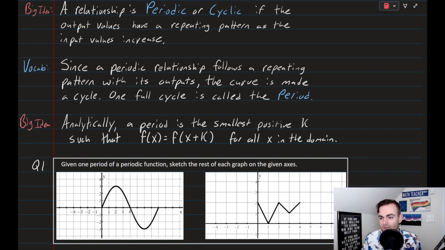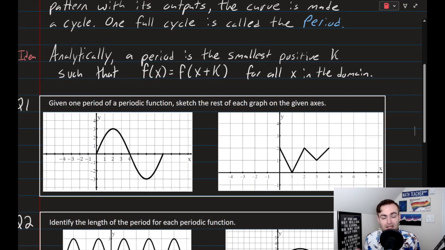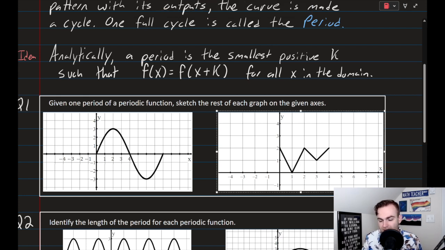So if we look here, it says given one period of the periodic function, sketch the rest of the graph. What we're going to do is take the pattern we see and basically transplant it horizontally in both directions. If I look here, it looks like the pattern is repeating every 8. Let me get a good marker for this. Red's probably good for that. So it looks like it's repeating every 8.